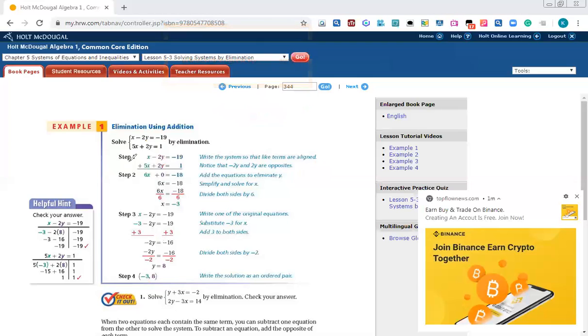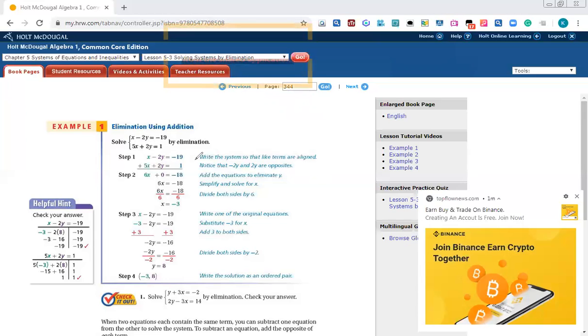So I will repeat. First, we have to look at these two equations. We have to look at x up and x down, meaning x in the first equation and x in the second equation. We have x and 5x. And look at y, we have minus 2y and plus 2y. So minus 2y and plus 2y are opposite. So if I add minus 2y and plus 2y, I will get 0. So we add these two equations.